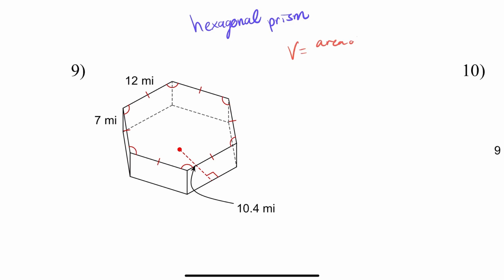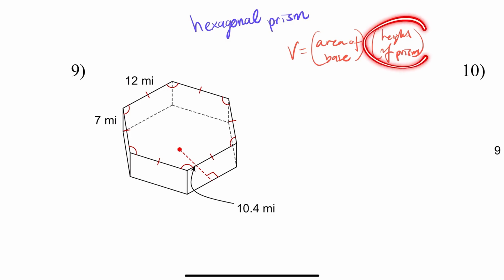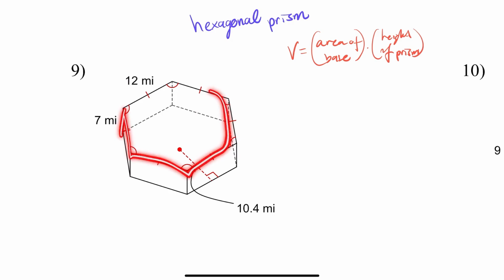area of base. All right, I'm going to keep repeating that. Height of prism. All right, cool. Let's identify or find the height. So from this top hexagon to the bottom one, looks like it's 7 miles in height. We'll keep that for later. Cool. Now let's focus on finding the area of the base.